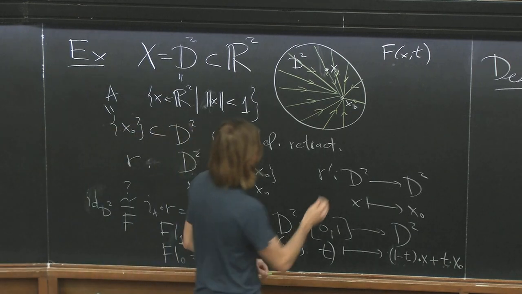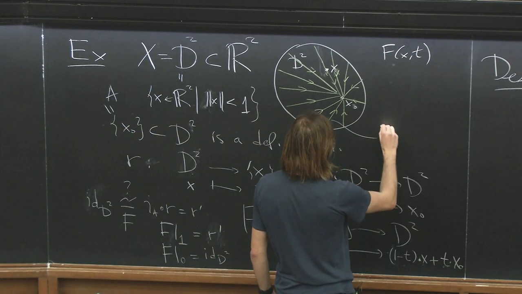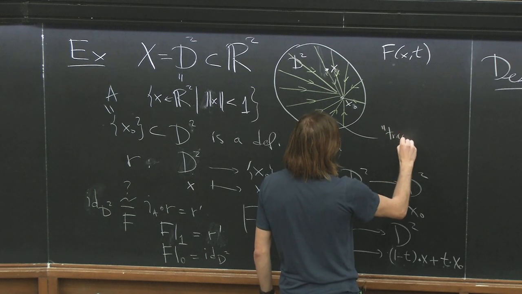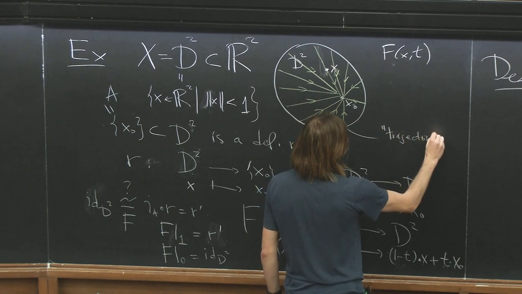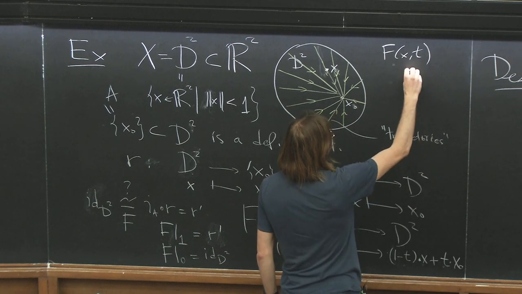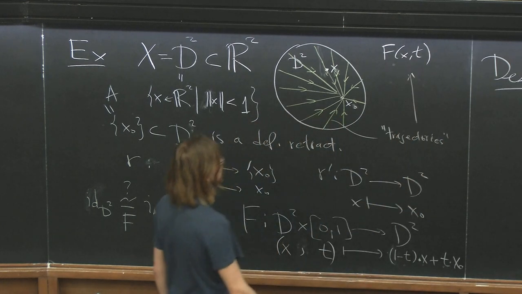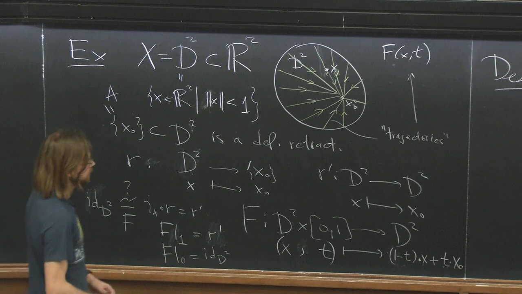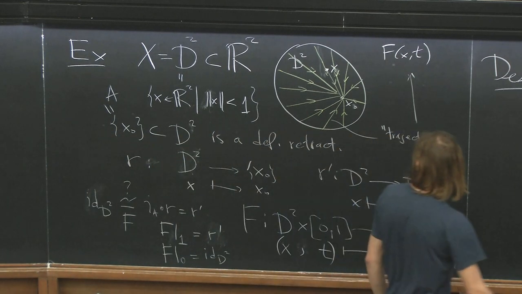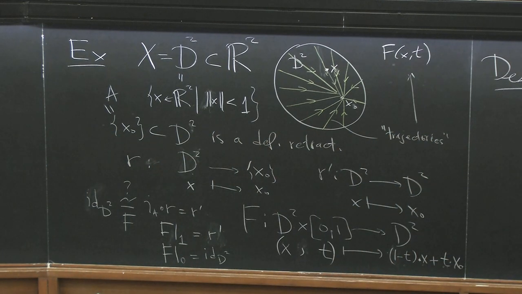These lines which I draw are trajectories of the points, and this is of course an example of a contractible space. So this is a very simple example, but are there any questions about it?